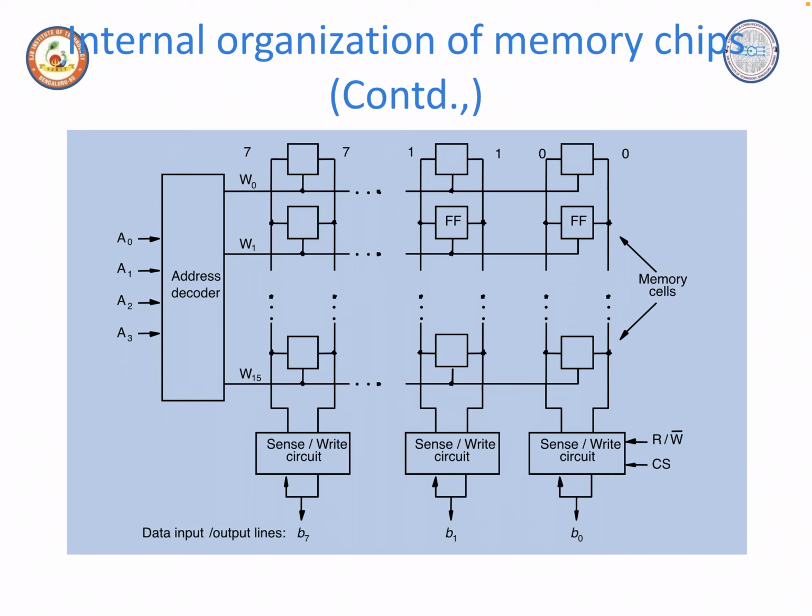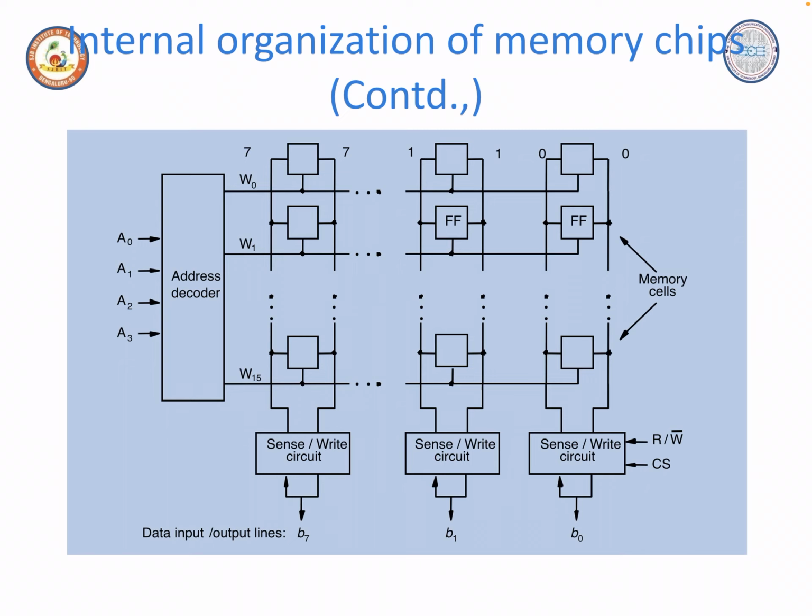So totally it is 16 cross 8. I have 16 address locations, and in each location I can store 8-bit data, B0 to B7. The data writing or reading is controlled by the sense or write circuit, and the corresponding cell is determined by using the chip select signal, and the corresponding column will be selected through the address lines, which are connected to the address decoder given with the address lines A0 to A3. So correspondingly it will be decoded.